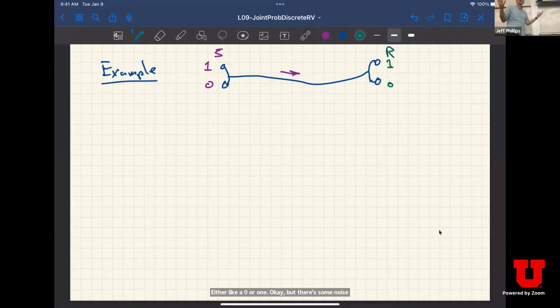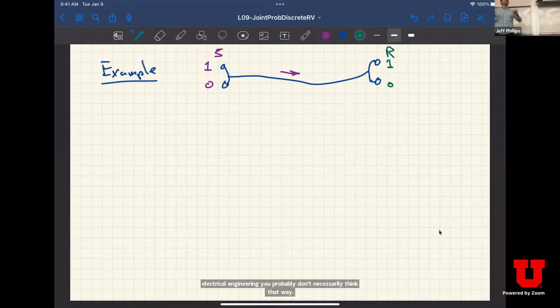In computer science, we think about these channels as always being so perfect. If you send a 1 bit, it's going to be a 1 bit on the other side. In electrical engineering, you probably don't necessarily think that way. You think there could be a chance that it's corrupted along the way. And thanks to all of you, us computer scientists can pretend that it's not corrupted. That's an oversimplification of the fields. But so we can view this as, think of the S and R as these random variables that can take on values 0 and 1.